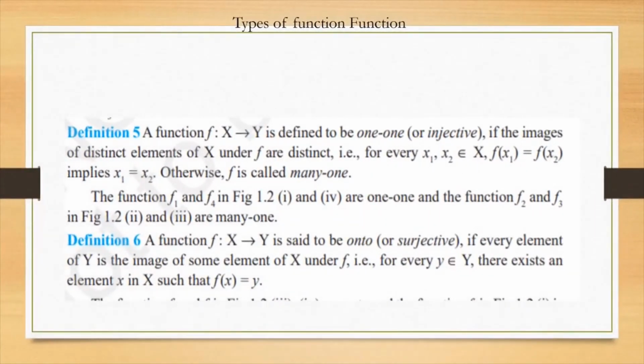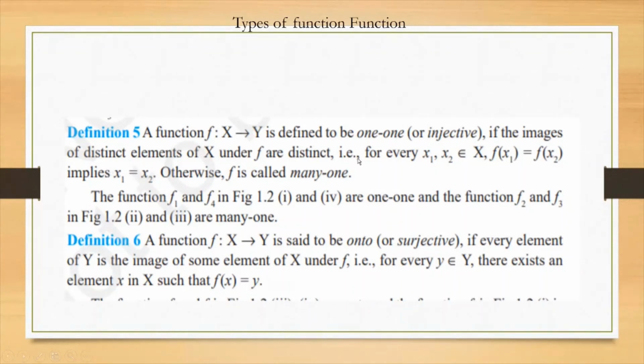So next is the mathematical definition. A function f from X to Y is defined to be one-one if the images of distinct elements of capital X under f are distinct, or for every x1, x2 belonging to capital X, f of x1 equal to f of x2 implies x1 equal to x2. Or if x1 is not equal to x2, then f of x1 is not equal to f of x2. If the images are the same, then the points are also the same. So such a function is called a one-one function.